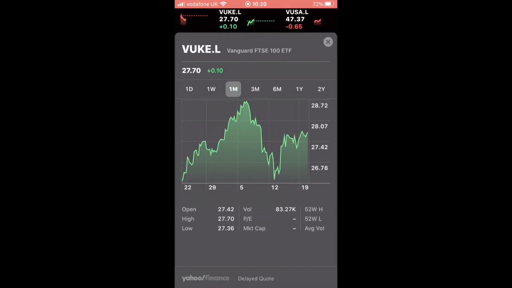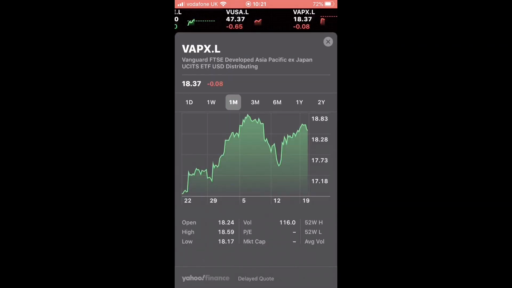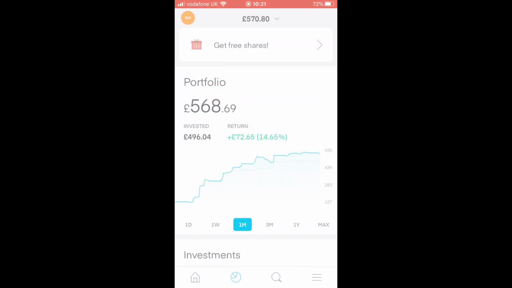So from that, we can see that over the last month, the Footsie 100, the S&P 500, the Vanguard Asia ex-Japan, and the Vanguard Emerging Market Funds have all increased over the previous month, which does suggest a trend in the positive direction. That begs the question then, if we've seen a trend in the positive direction on most of the global markets, why has the value of my investment decreased by £26 over the last week or so?